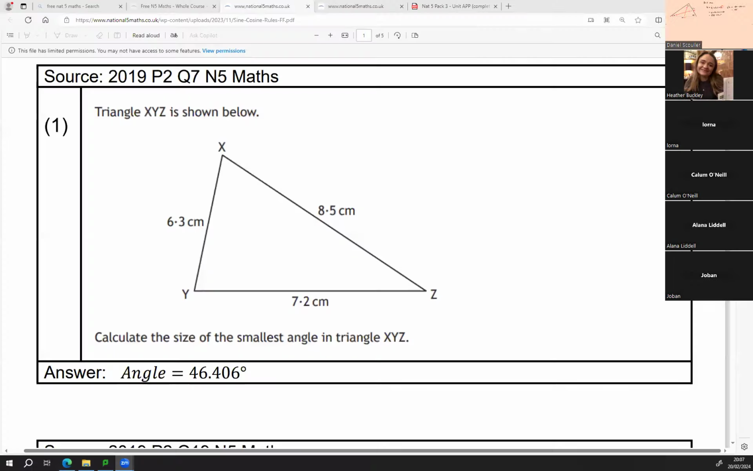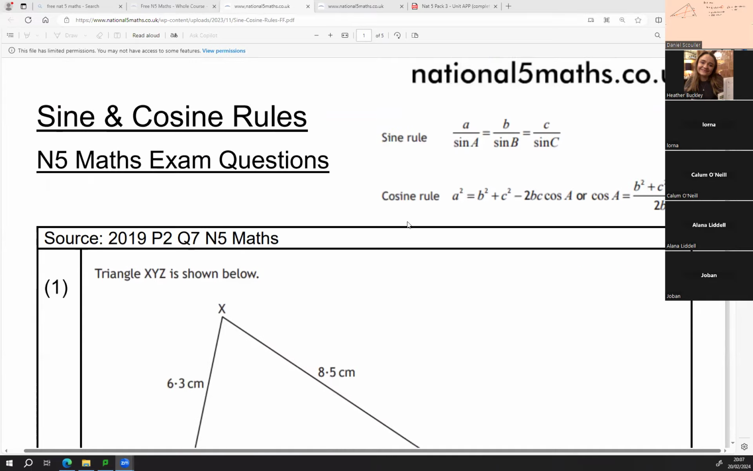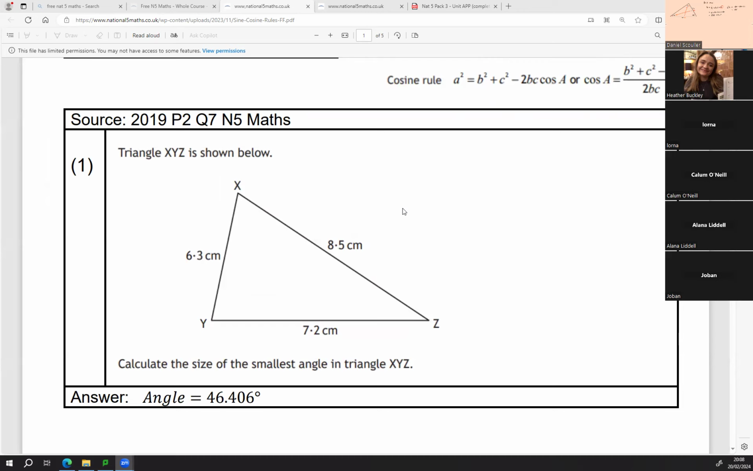Here on my screen for a second. The link I've put in the chat, if you want to open it up, has a bunch of past paper questions. The first question is 2019 paper 2, so the calculator paper, question 7, and it's just finding out an angle. Calculate the smallest angle, so X, Y, Z.